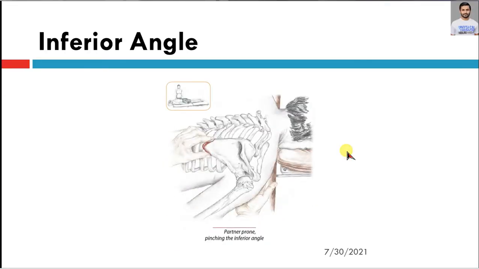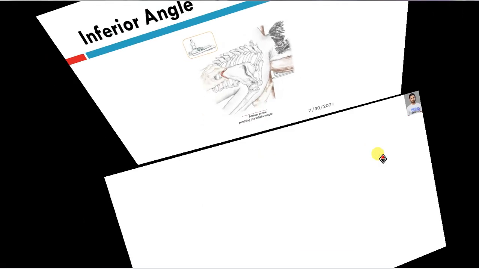The inferior angle is palpated similarly over here. It is shown the partner is in prone lying position, and you can literally try to pinch the inferior angle of the scapula.